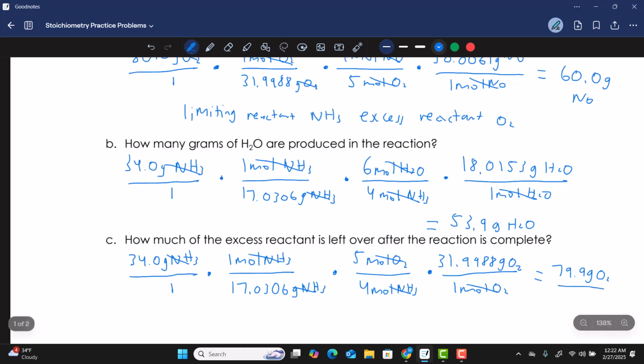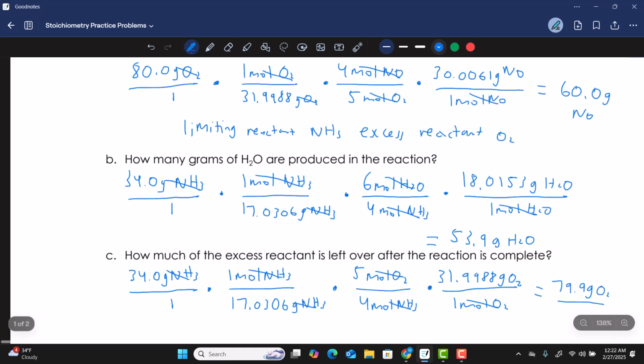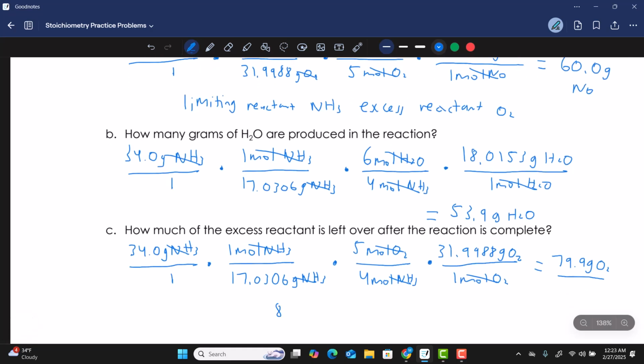So this is how many grams of O2 we actually used in the reaction, but we want to find how much is left over. So we would do the total amount of O2, which is 80.0 grams, minus the amount that was used, which is 79.9 grams. And when we type that into our calculator, we get 0.1 grams of O2 left over after the reaction was complete.